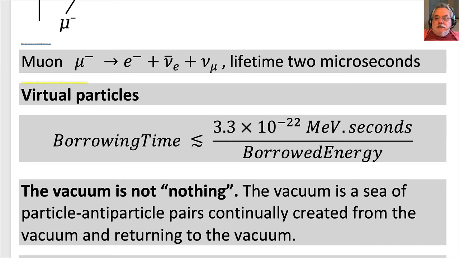The vacuum is not nothing. The vacuum is a sea of particle-antiparticle pairs continually created from the vacuum and returning to the vacuum. Once you understand the Feynman diagram, you're no longer supposed to think of it as events in time. Each Feynman diagram tells physicists the probability amplitude for that particular distinct outcome. They don't dwell on the times of energy borrowing.